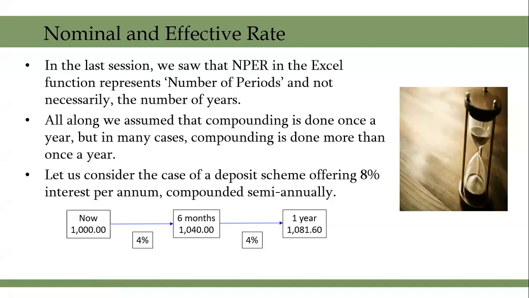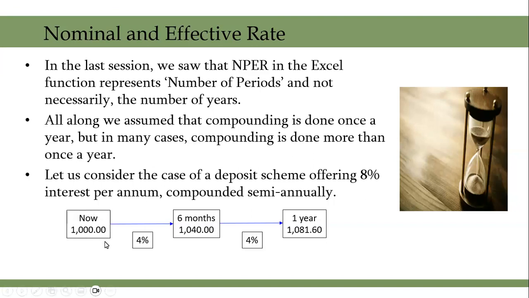Let us take an example where a deposit scheme offers 8% interest per annum, which is compounded semi-annually. That means now the frequency of compounding is twice in a year, that is every 6 months. When the firm is paying 8% interest for 1 year, obviously for a 6 months period, the interest paid will be 4%. So let us take an example here.